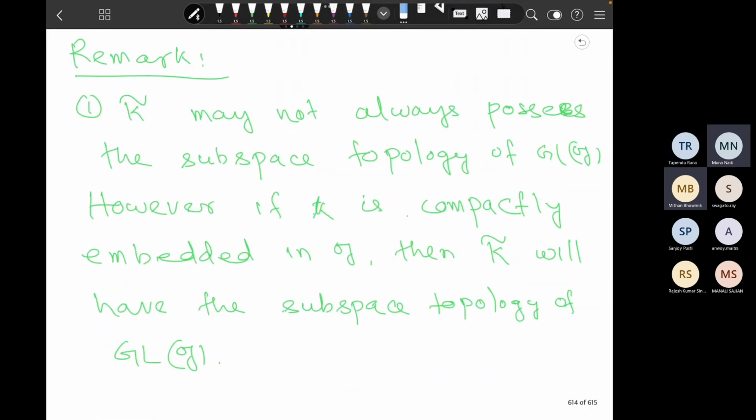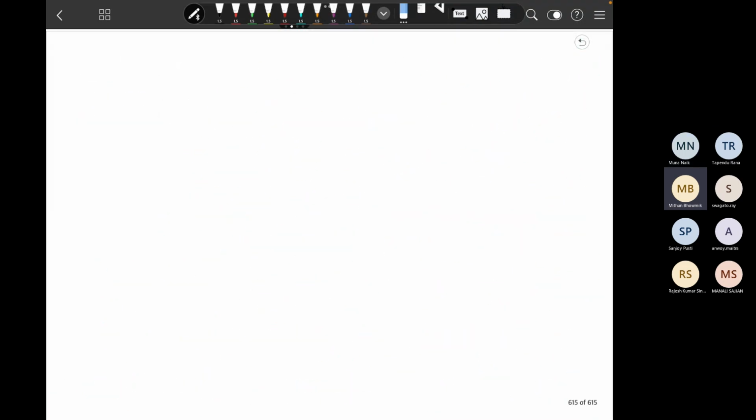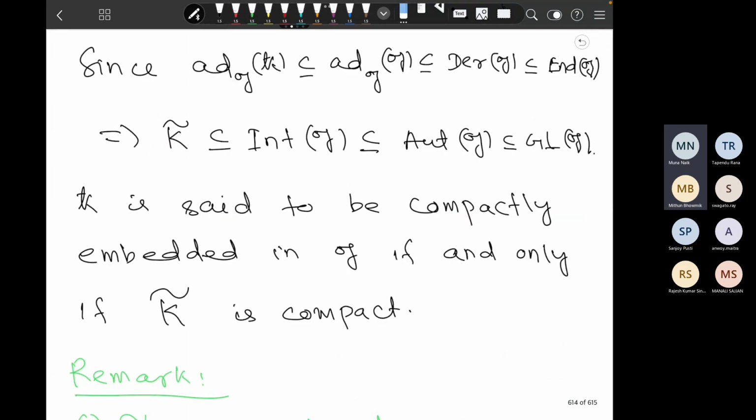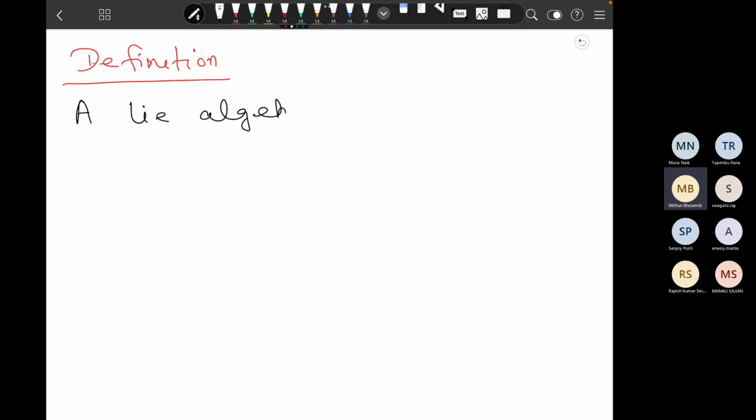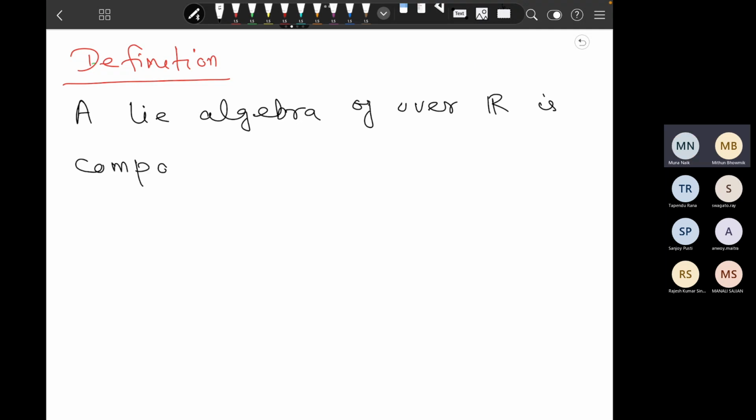So if K tilde is compact, then K tilde will have the subspace topology. Okay, so what I am saying: K is said to be compactly embedded if K tilde is compact. Now, a definition: a Lie algebra G over R is said to be a compact Lie algebra if it is compact.